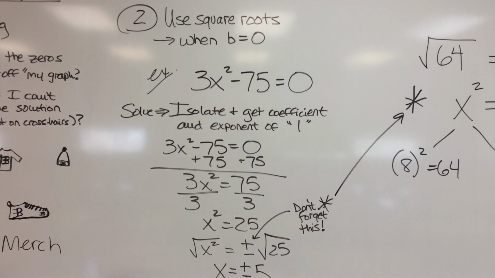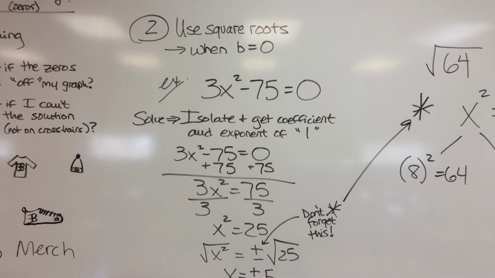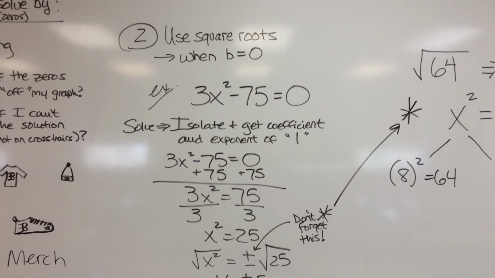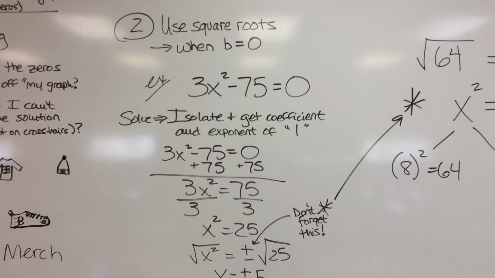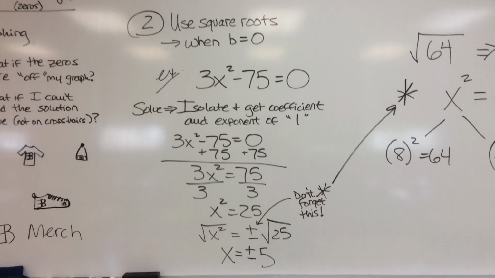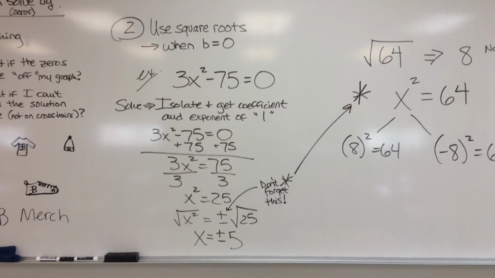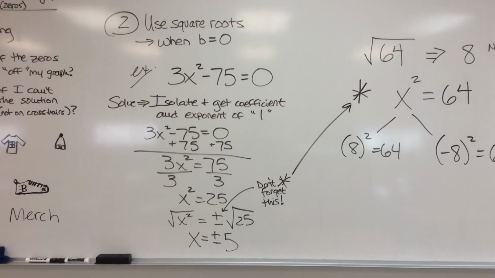Isolate my variable is done. Now get a coefficient of 1, divide by 3. I get x squared equals 25. I now have a coefficient of 1. But now I have to get an exponent of 1 also, because I don't want to solve for x squared, I want to solve for x. So I have to take the square root of both sides.